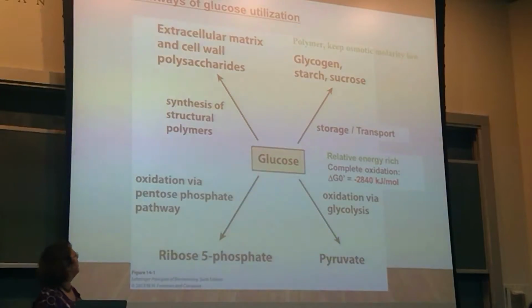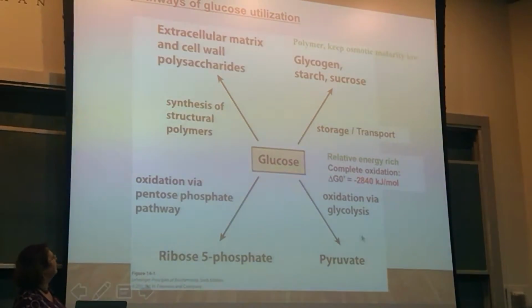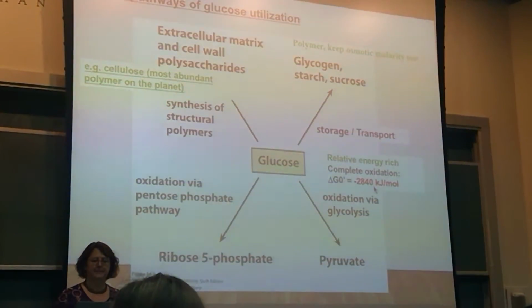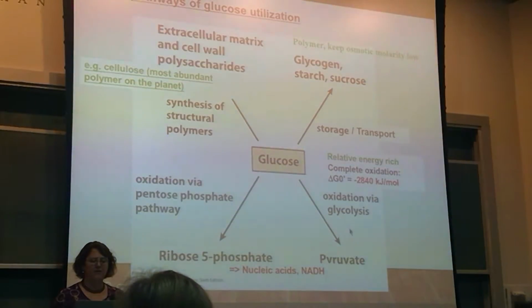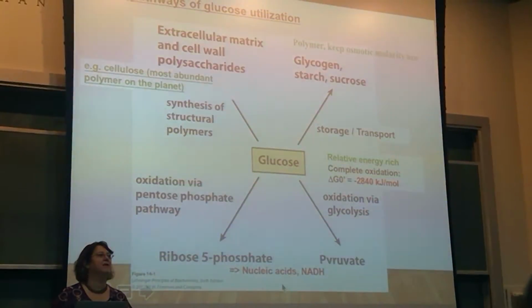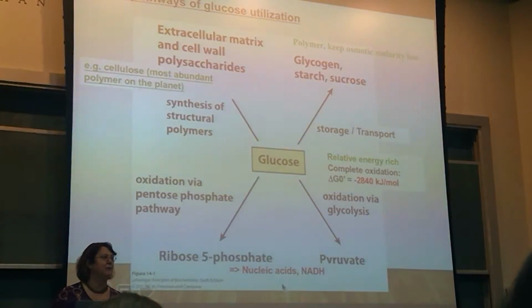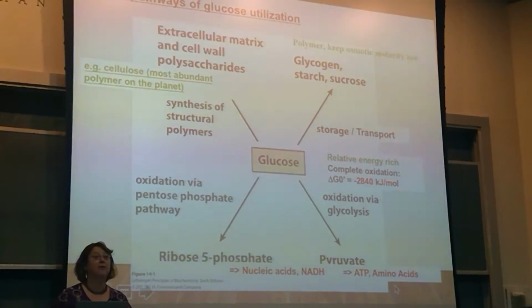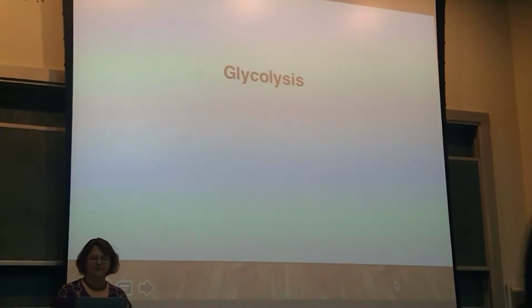And then the other thing I wanted to point out is that the complete oxidation generates a lot of energy, right? So minus 2840 kilojoules per mole. The ribose 5-phosphate goes to nucleic acids and NADH. Remember, the nicotinamide is similar in structure to nucleic acids, so it's made via the same precursors. And pyruvate goes to ATP and other specific amino acids.